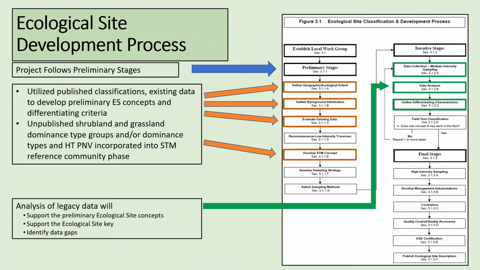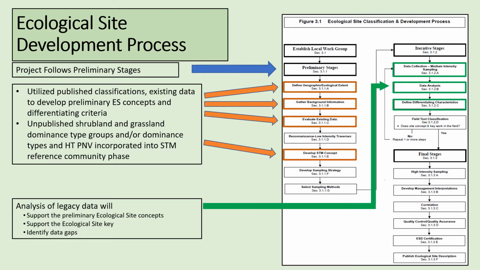The diagram on the left shows the process for ecological site development. This diagram is from the Interagency Ecological Site Description Handbook. In the first phase of ESD development, classifications of habitat and community types, ecological site descriptions, ecological site keys, and ecological literature are reviewed to develop draft preliminary ecological sites.